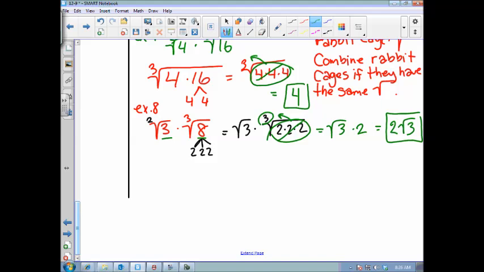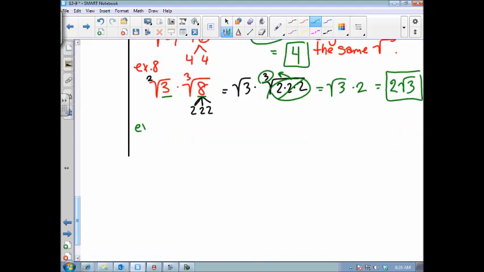All right, last example. Example 9. 6 times the 4th root of 256 times 4 times the 4th root of 243. Not only can the rabbits inside of the rabbit cage multiply together, because do we have matching rabbit cages? Yeah, they're both 4th roots.